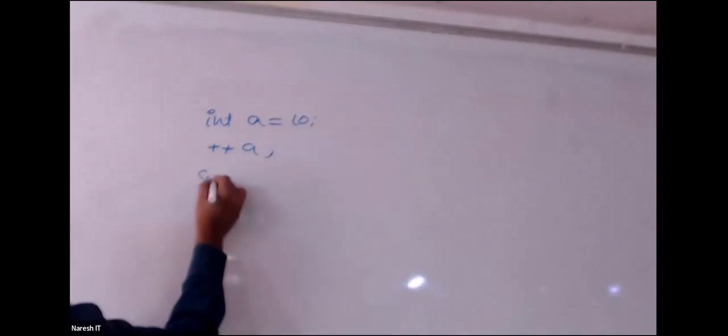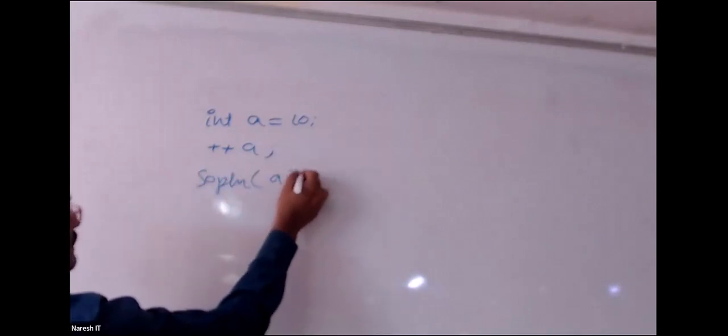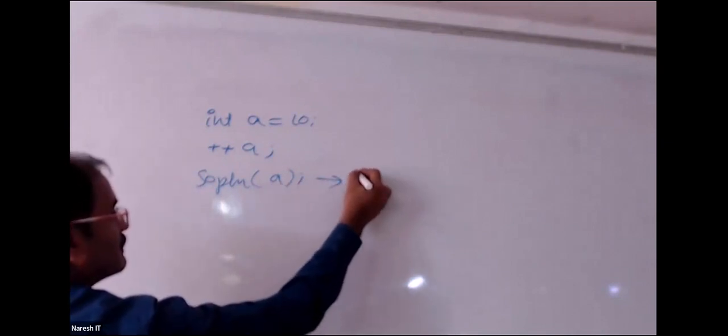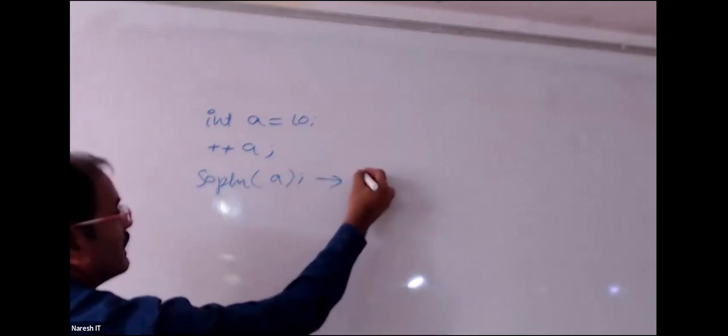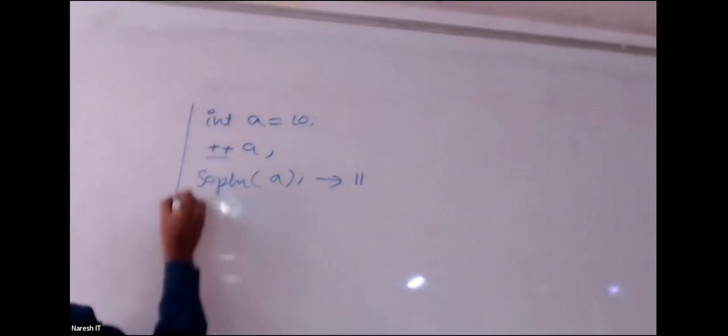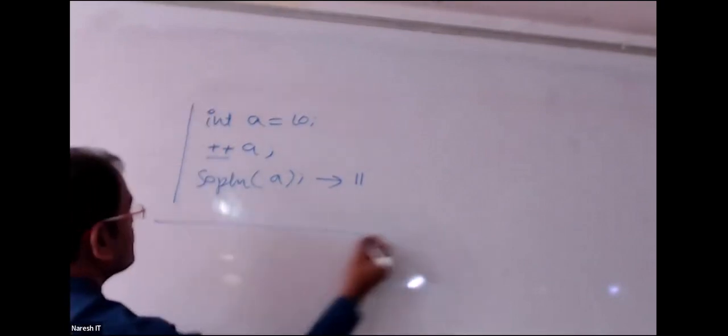Pre-increment. System.out.println(a). What is the output? Output 11, incremented, na? Okay, 11. Nice. Next, everyone watch.